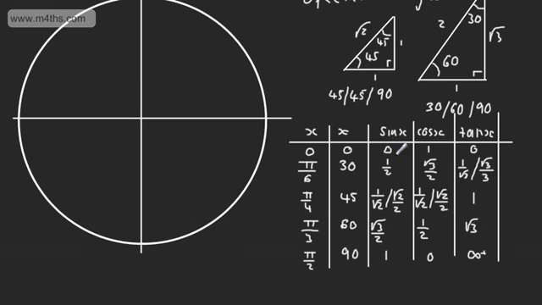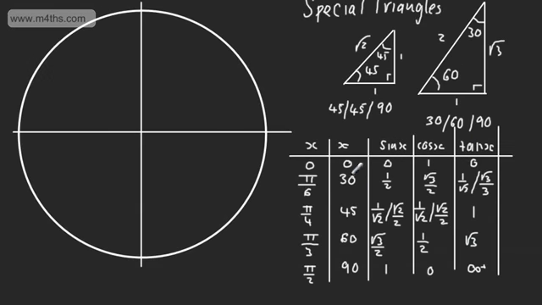So if we look at sine: 0, 1/2, 1 over root 2, root 3 over 2, 1. If we look at cosine, it's now the opposite: 1, root 3 over 2, 1 over root 2, 1/2, 0. And then tan is simply sine over cosine. So what we've done here is built up some exact values for known angles between 0 and 90 degrees, or 0 and pi by 2.